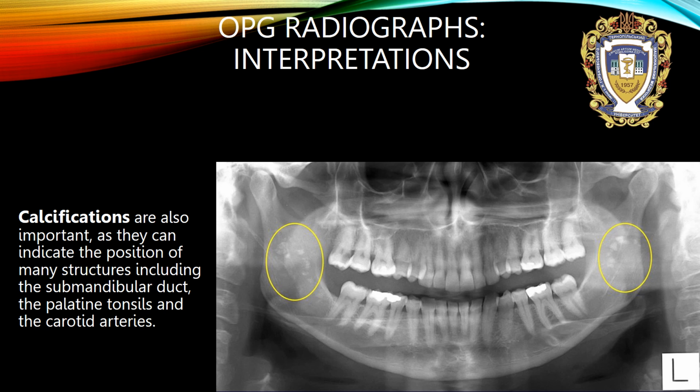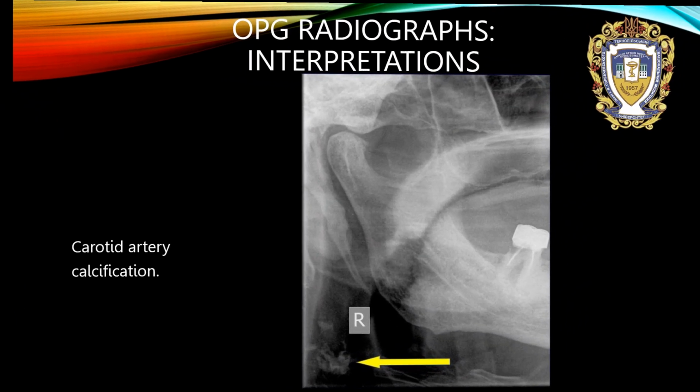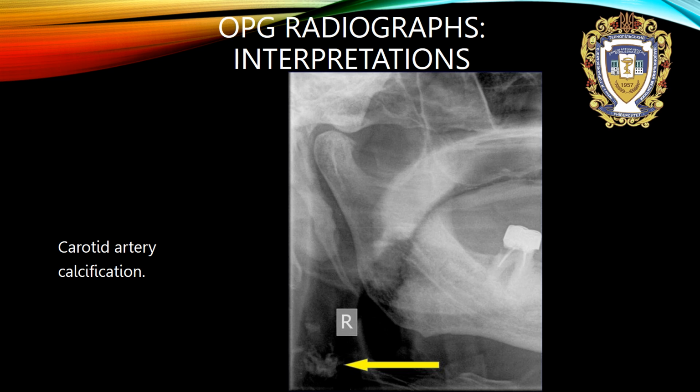Calcifications are also important, as they can indicate the position of many structures, including the submandibular duct, the palatine tonsils, and the carotid arteries. Shown here are calculus inside the submandibular gland or carotid artery calcification. Calcification of arteria carotis.